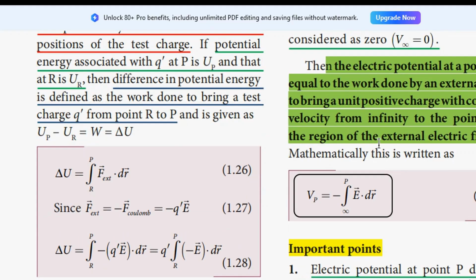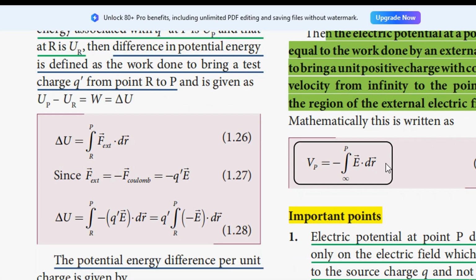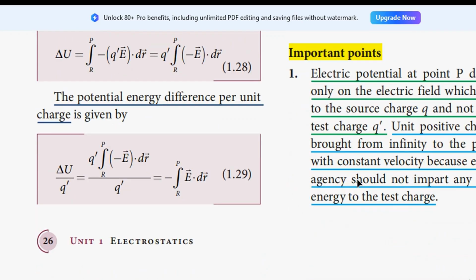So, we can say that the electric potential at a point P is equal to the work done by an external force to bring a unit positive charge with constant velocity from infinity to a point P in the region of the external electric field E. This can be written mathematically as Vp equal to minus integral infinity to P E dot dr. Now you will see the important points to be considered.